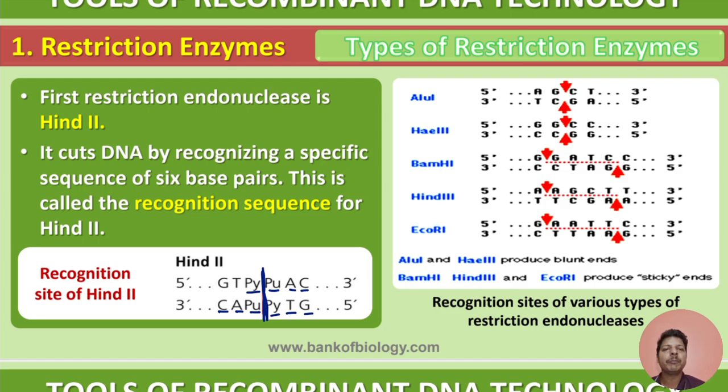Okay. Here some more examples are there. They cut at a particular recognition sequence. Here AluI, HaeIII, BamHI, HindIII, EcoRI. AluI and HaeIII produce blunt ends. They produce blunt ends, including HindII also. HindII also produces blunt ends like this.